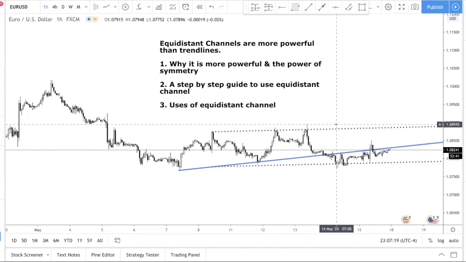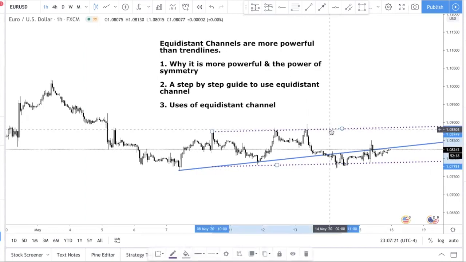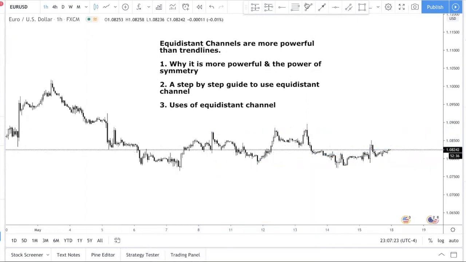Okay, so now that you understand why it's more powerful and that symmetry is important in trading, let's talk about how you use it. Let me just clear up the charts. The platform I'm using is TradingView. It's a free platform. If you do not know how to use it, I have another trading video. But you can find an equal distance channel on any other trading platform. It's a very basic tool that you can find anywhere.